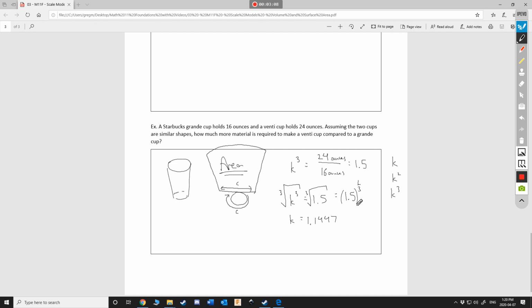Now if we want to find the area increase, we're just going to square that number. We have k equal to 1.1447, and we're going to square it. Squaring gives us the comparison between areas. We get 1.31. That is our area scale factor.